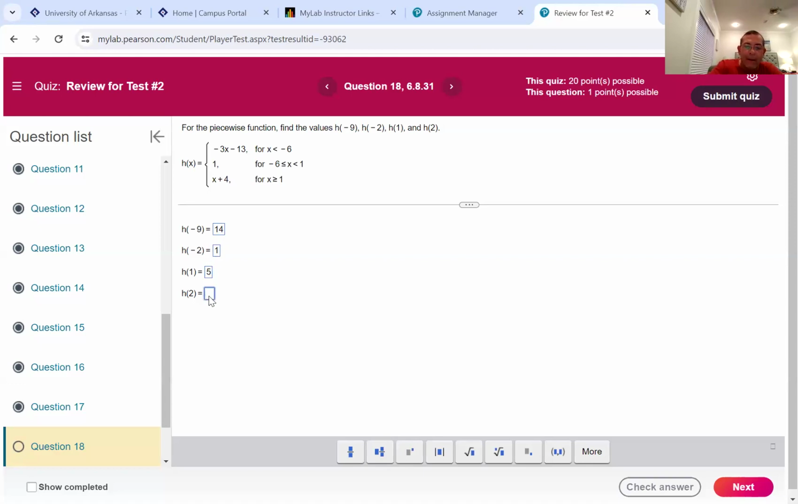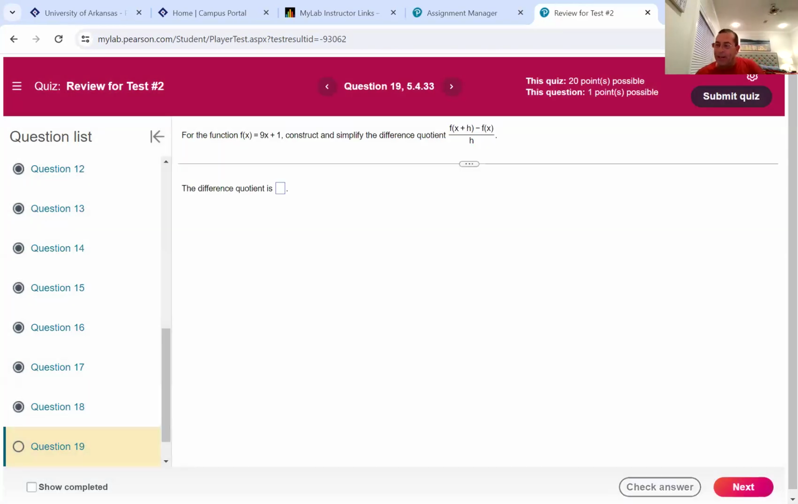5, and 6. All right, y'all. So we're down to number 19. So we're getting there. Now 19 and 20 are going to use that difference quotient that we did in last class. Now, I'm giving you the formula. So what are they giving us? f of x equals 9x plus 1. And the difference quotient, f of x plus h minus f of x all over h.